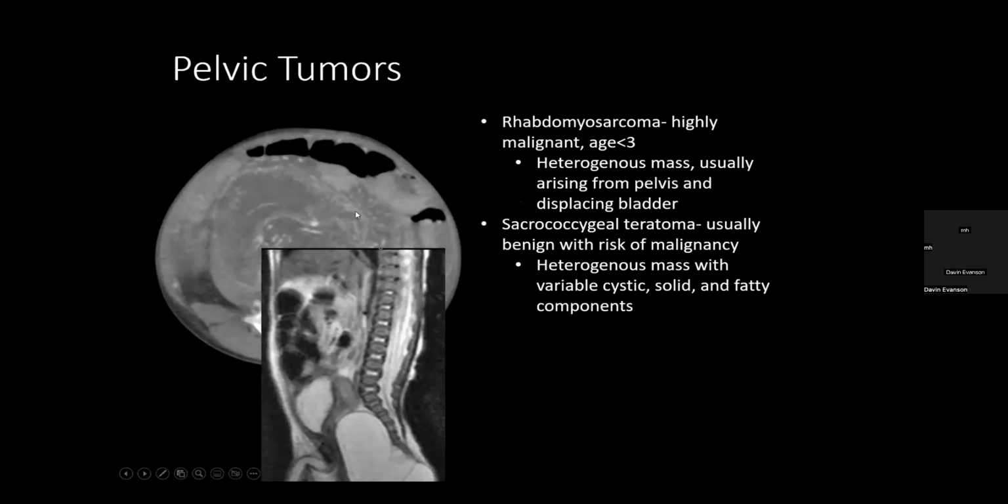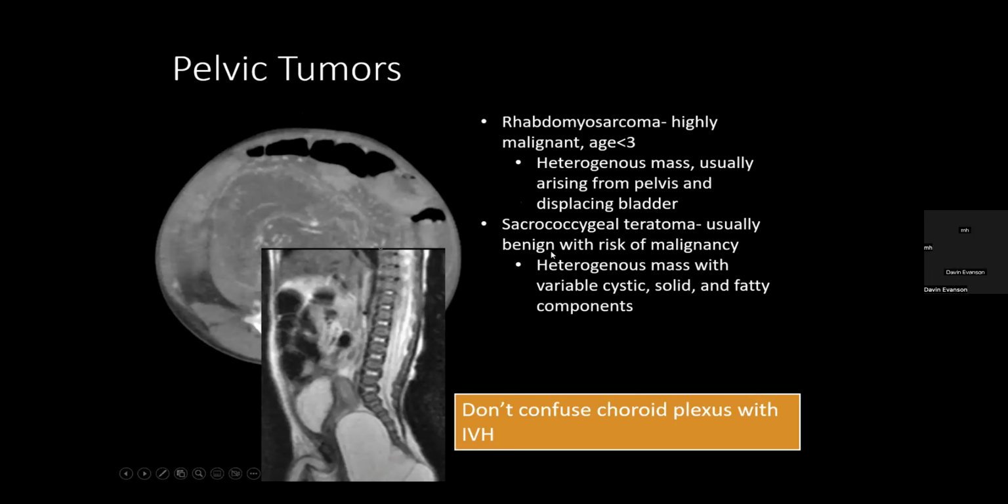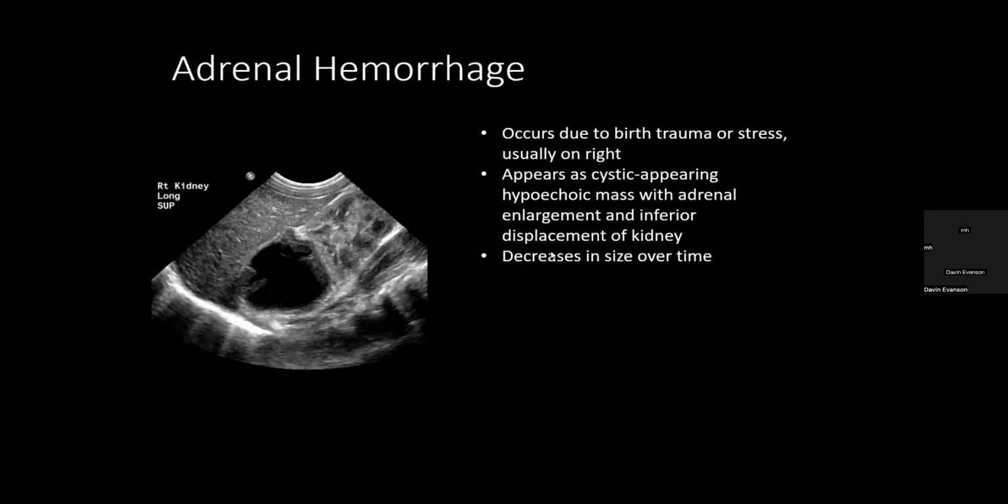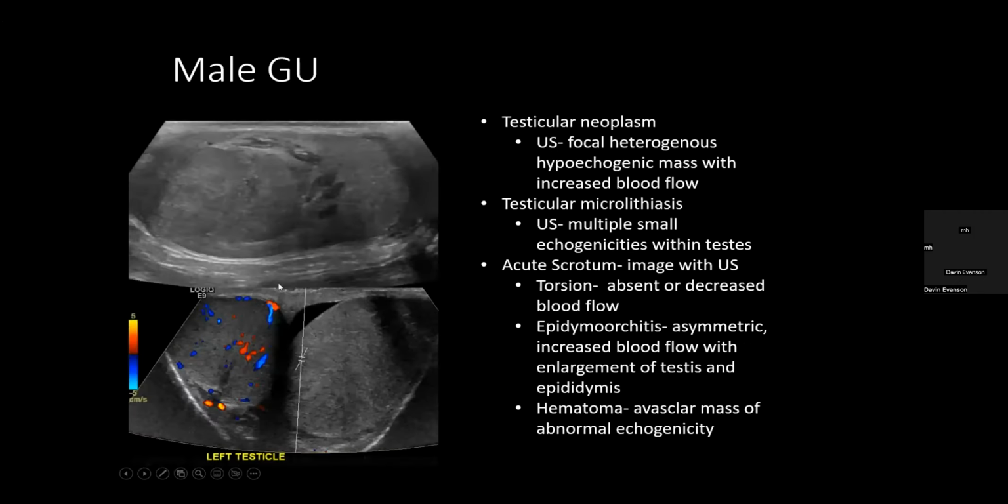Pelvic tumors now, rhabdomyosarcomas and teratomas. Adrenal hemorrhage, especially in newborns with trauma or stress. NICU patients, or often we'll get the indication, rapid blood loss, looking for the source, and it will be a hemorrhage in the adrenal gland. You can see there's the kidney. This is the adrenal above it.